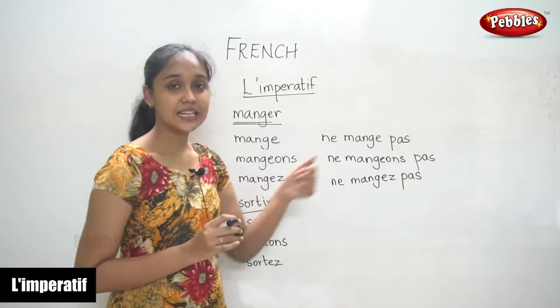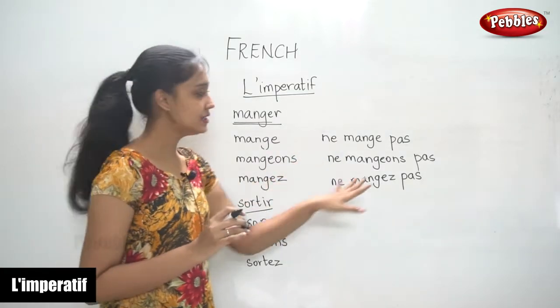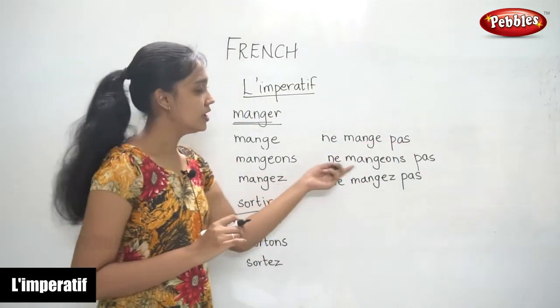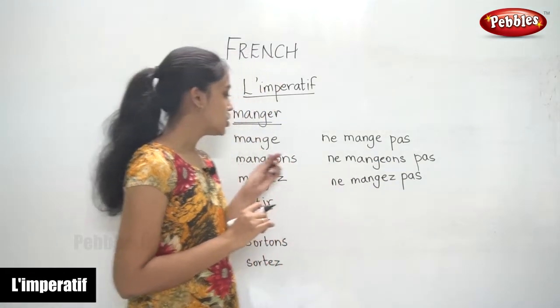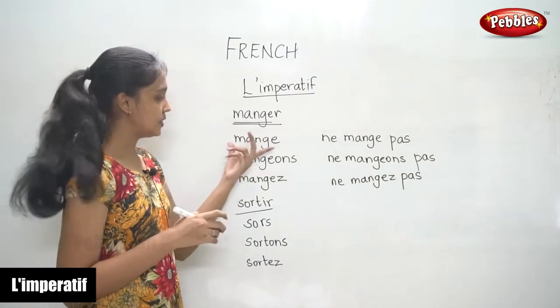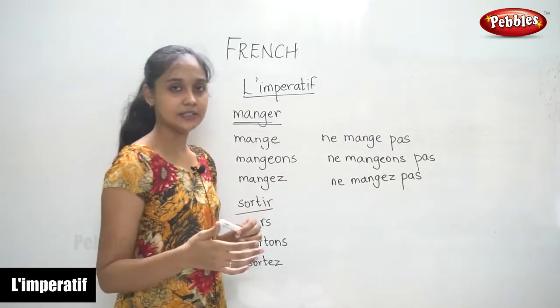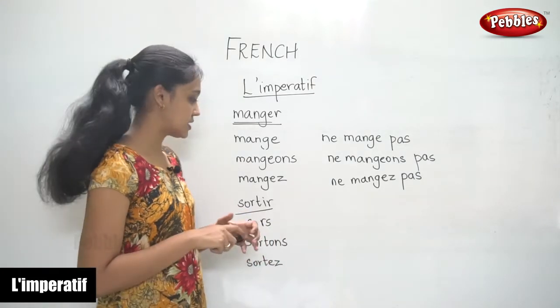To make this negative, simple, you have to add ne before and pas after. Ne mange pas, ne mangeons pas, ne mangez pas. So these are simple. The imperative is very simple. One word makes the whole sentence. It is a command. So a single word is enough to convey what we want to say.